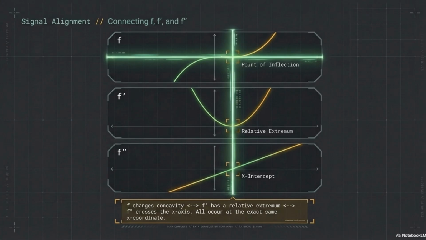Let's look at the signal alignment on the monitors to visualize this connection. Look at the vertical alignment. f changes concavity at the exact same coordinate where f prime hits a relative extremum, which is the exact same coordinate where f double prime crosses the x-axis. A successful agent seamlessly translates between these graphical representations.